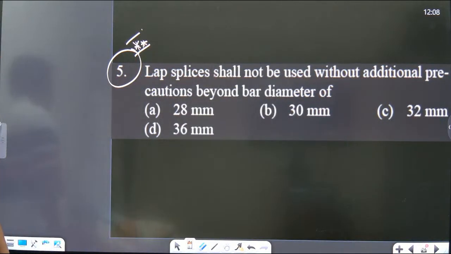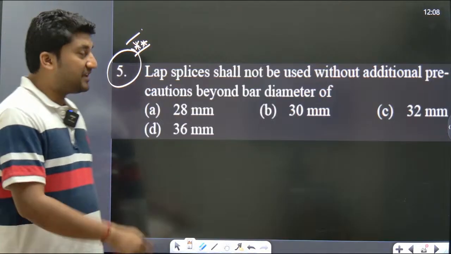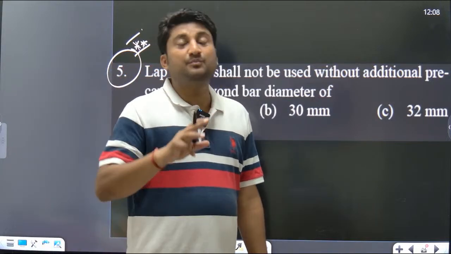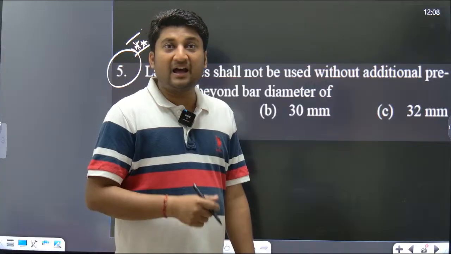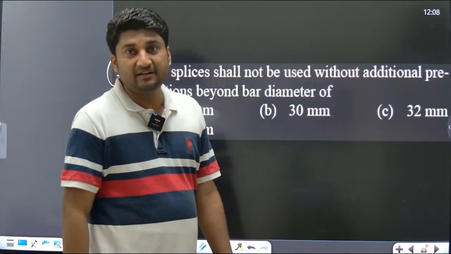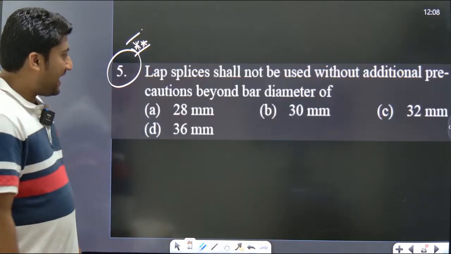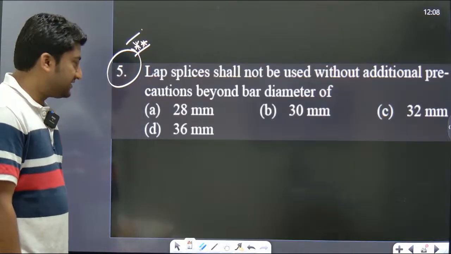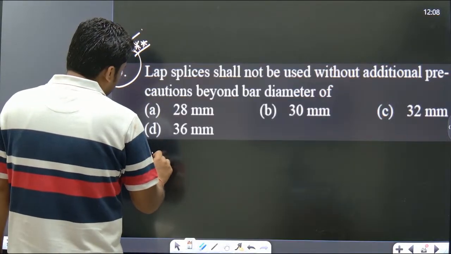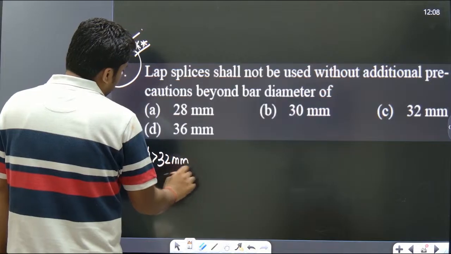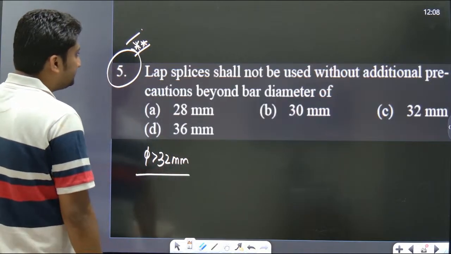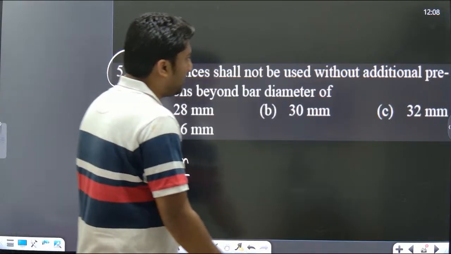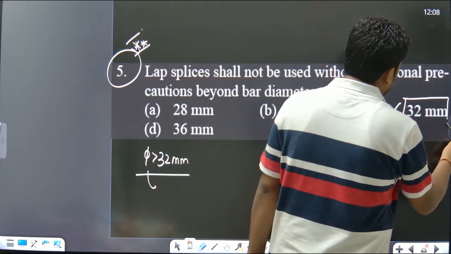Very good, because in most of the textbooks it is written as 36 mm. Earlier it was 36 mm. The bars greater than 36 mm diameter are not lapped, either they are welded. Understood everyone? But as per the amendment in 2007, it is written that bars more than 32 mm diameter are not spliced, either they are welded. So now the correct answer is 32 mm. Earlier it was 36 mm, now it is 32 mm.